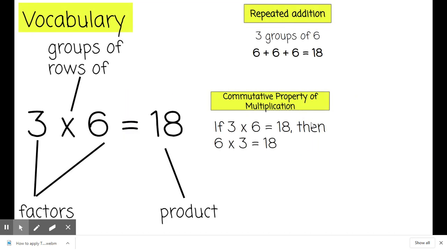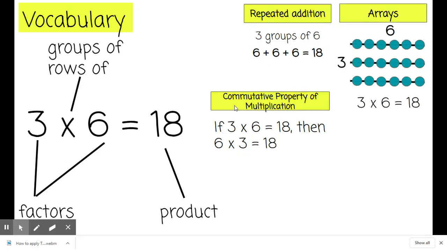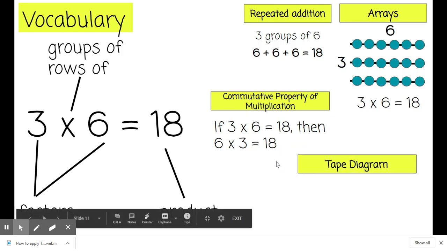So far, we have been working on multiplication. We have learned how to use repeated addition, arrays, and the commutative property of multiplication. Today, we are focusing on tape diagrams.